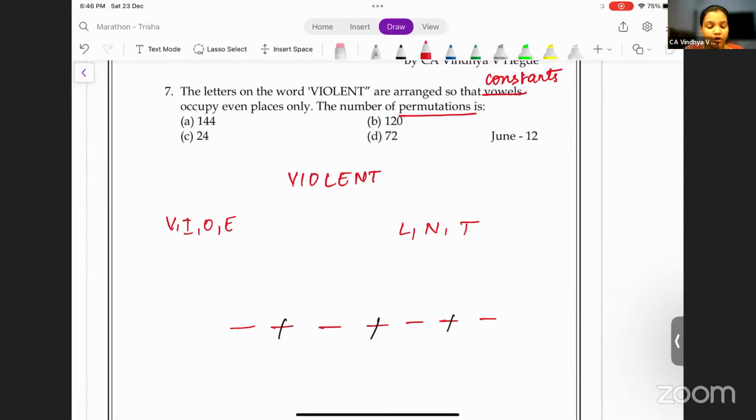Three consonants in three even places can be arranged in 3 factorial ways, and the remaining vowels in the remaining places in 4 factorial ways. So consonants are to be arranged in even places. How many consonants are there here? There are three consonants. What are those three consonants? L, N, and T.